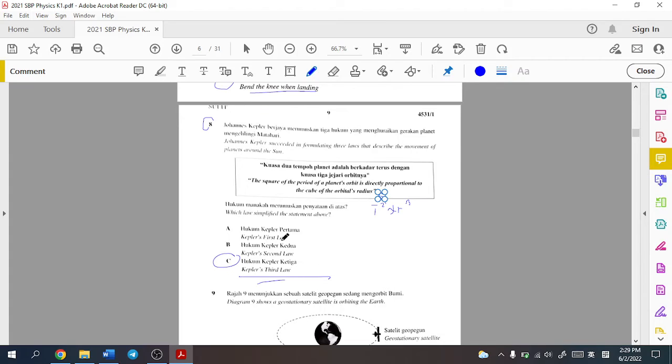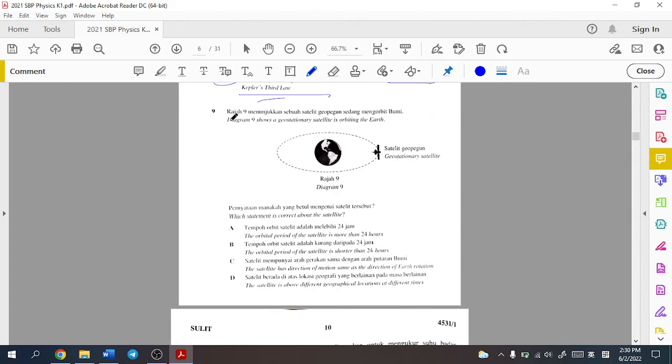This is Kepler's third law. Remember, Kepler's first law is about the ellipse. It states that the planets will move around the Sun where the orbit is an ellipse. And Kepler's second law is about equal area in equal time. A line that connects the planet to the Sun sweeps out equal area in equal time.